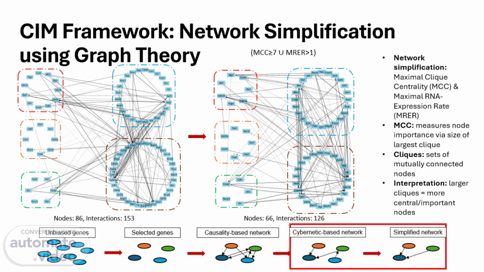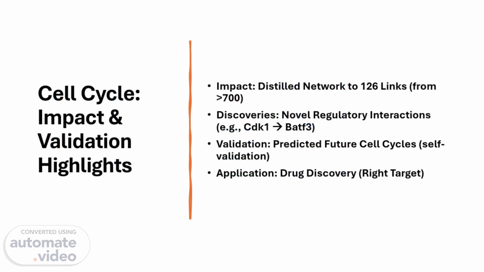The impact of this cell cycle regulation study is substantial. We successfully distilled a complex network into 126 critical links from over 700, making it far more interpretable. This led to discoveries of novel regulatory interactions, such as between c-Myc and BAT3. For validation, our model accurately predicted future cell cycles, a strong self-validation. The ultimate application is directly in drug discovery, enabling the identification of the right target with high confidence.